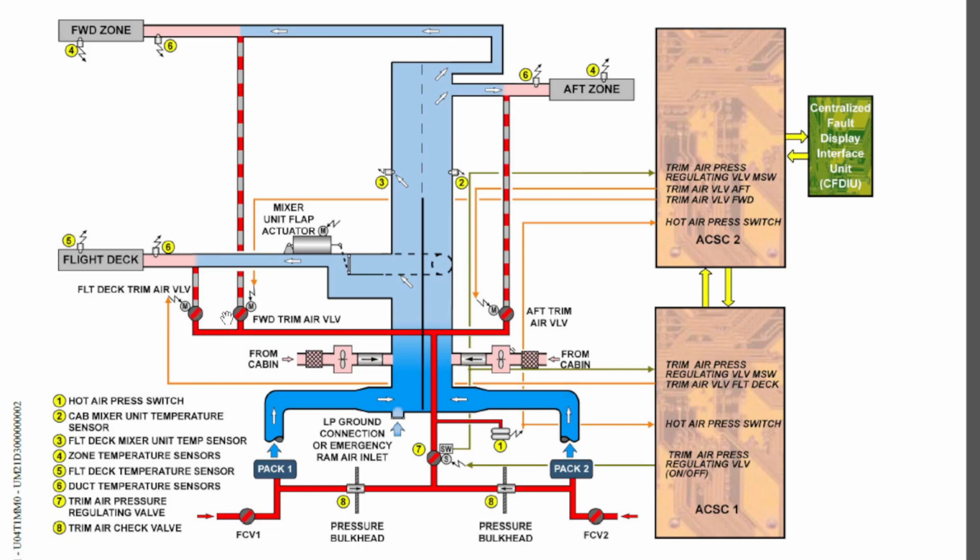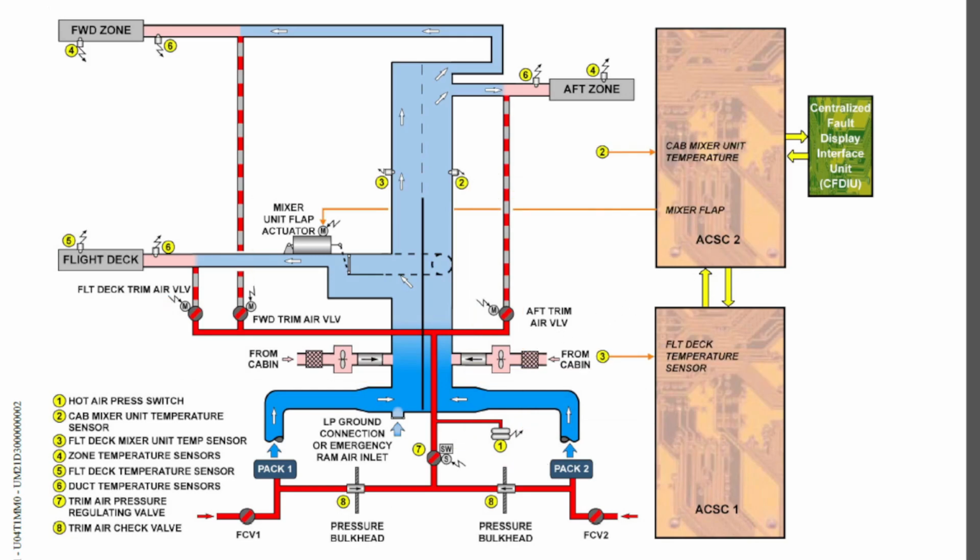That is, here we have the flight deck trim air valve, here we have the forward zone trim air valve, and here we have the aft zone trim air valve. And these trim air valves are operated by stepper motors which are integrated into the valve itself. And you can see that the flight deck trim air valve is controlled by air conditioning system control computer 1, and the forward and aft zone trim air valves are controlled by air conditioning system control computer 2.